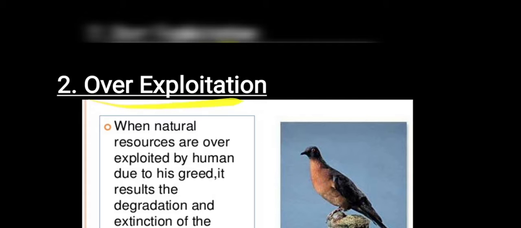Next, let us learn about overexploitation. Overexploitation takes place when human need turns to greed. We know humans receive a large number of services from nature. And when this need turns to greed, it results in overexploitation. It results in degradation and extinction of the resources. Examples are the Steller's sea cow and the passenger pigeon, which have become extinct due to overexploitation by humans.